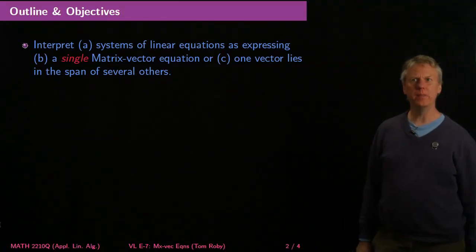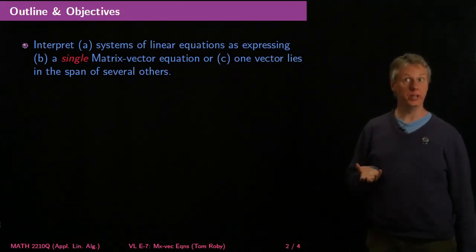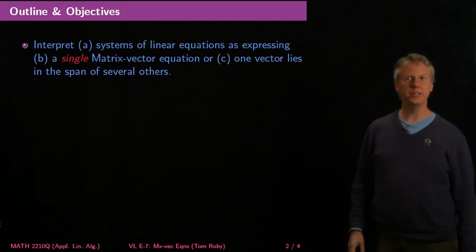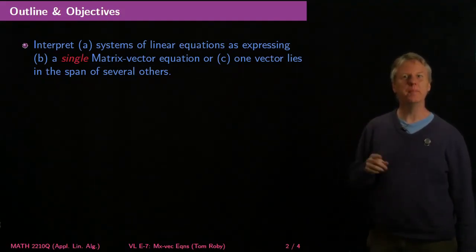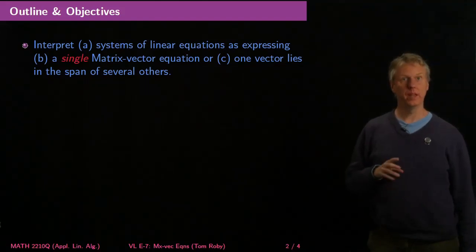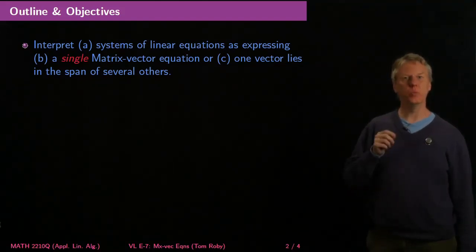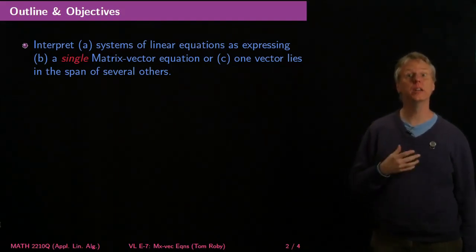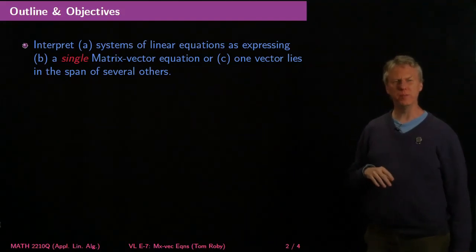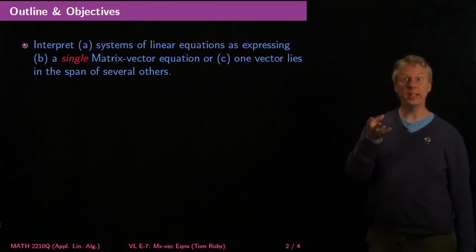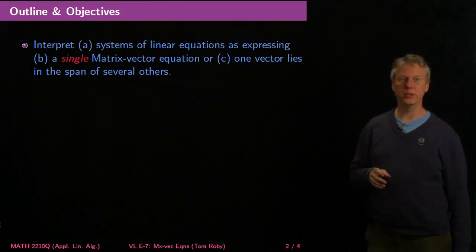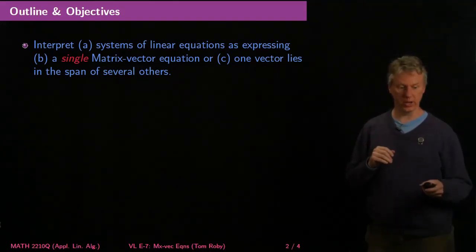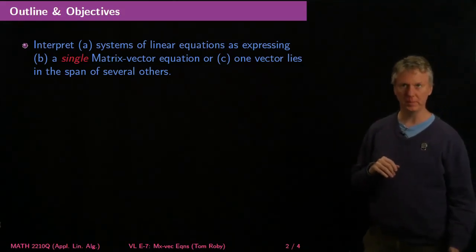There's one main objective of this video lecture, which is to learn how to interpret a system of linear equations as being expressed as a single matrix vector equation. We can also interpret that as saying that one vector lies in the span of several others. In other words, it can be written as a linear combination of the others. These points of view might seem like you're adding a lot of baggage onto the notion of systems of linear equations unnecessarily, but in fact we'll see that this point of view becomes very fruitful later on as we try to understand linear algebra more deeply.